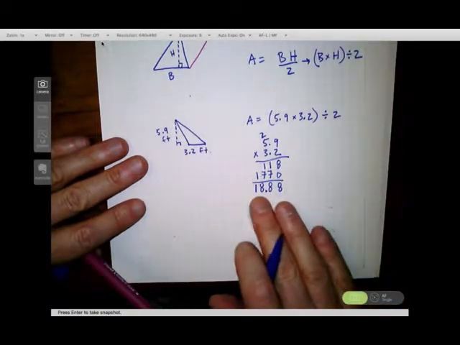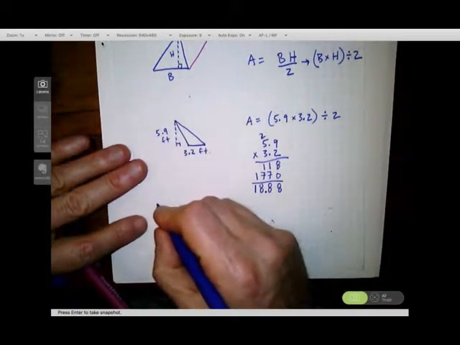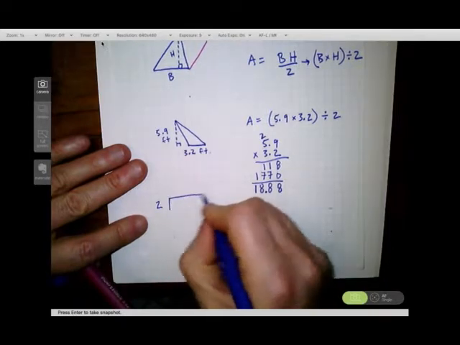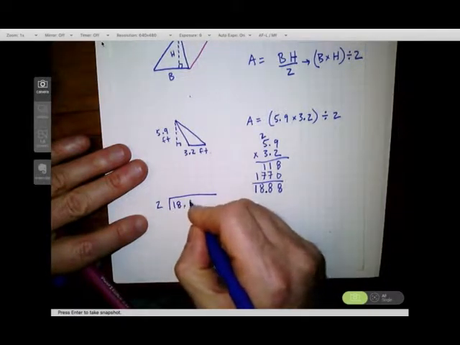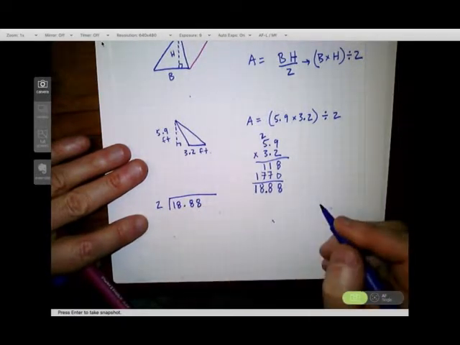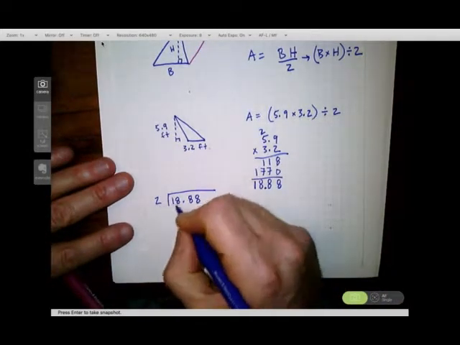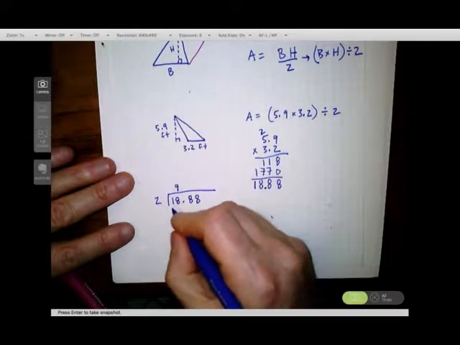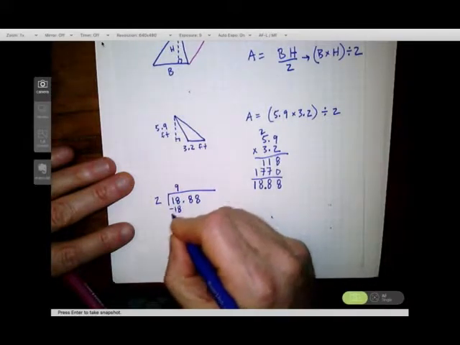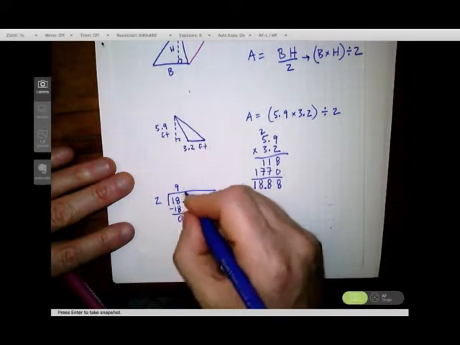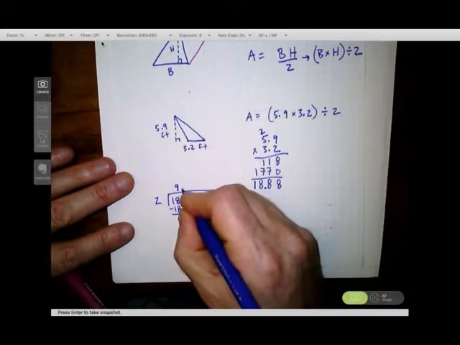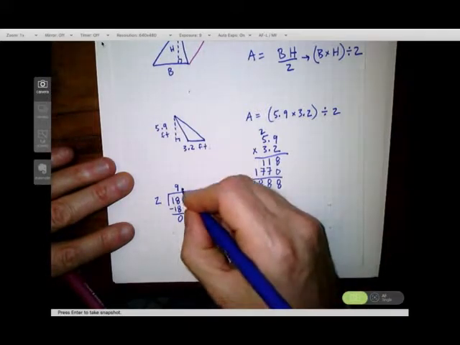We got base times height, but now I need to divide that by 2. So I'm going to go 2 into 18.88. And this won't be so bad. They're mostly even numbers. Okay, so 2 doesn't go into 1. 2 goes into 18 9 times. 2 times 9 is 18. 0, drop down. Oh, before I drop down the 8, I'm going to make sure and put my decimal up here in my answer. Just bring it straight up.